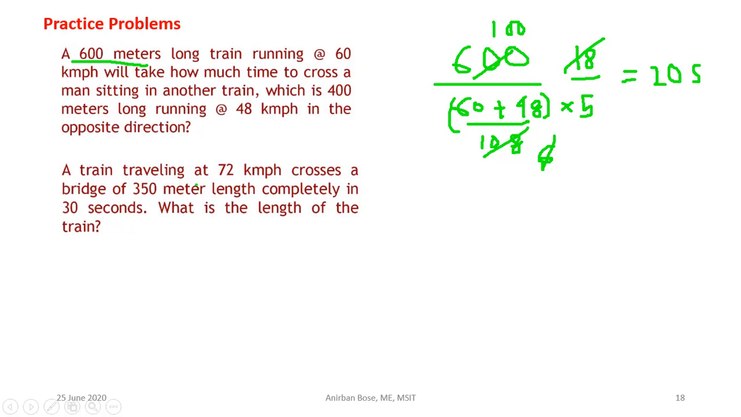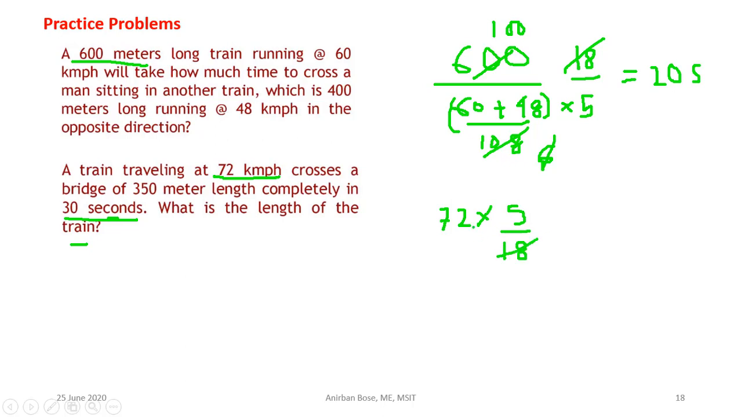Now a train traveling at 72 km per hour crosses a bridge of 350 meter length completely in 30 seconds. Then what is the length of the train? Since it is given that it is 72 km per hour, and in 30 seconds how much distance the train will move, that you can easily find out, because 72 km per hour. So what is the velocity in meter per second? Simply multiplied by 5 by 18.